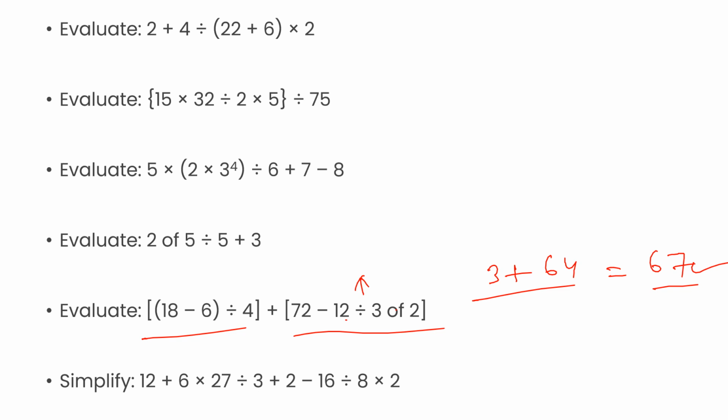If you are not following the BODMAS rule here, then let's see this example, like the previous question. If you are not following the BODMAS rule, you can say 72 minus 12, 60, 60 divided by 3. Of 2. You can say 60 by 3, 20 into 2, 40. But this value should be 64, not 40.